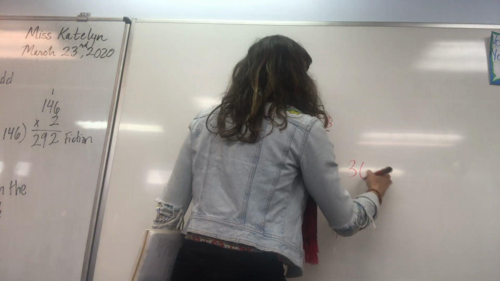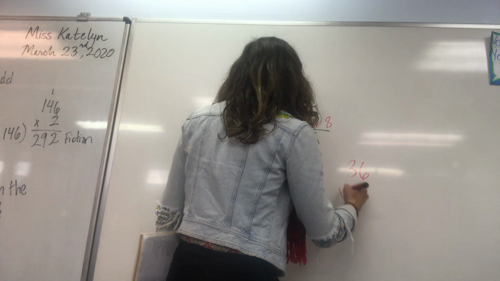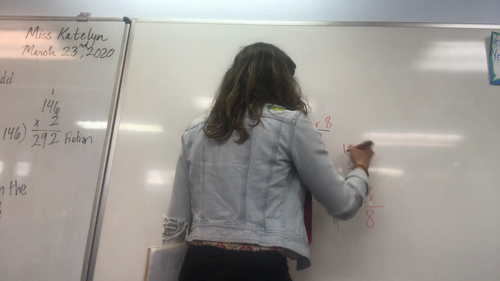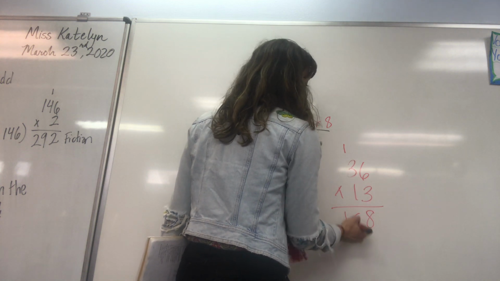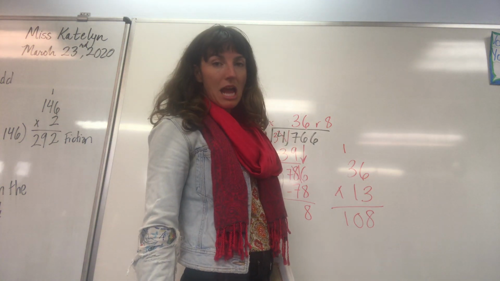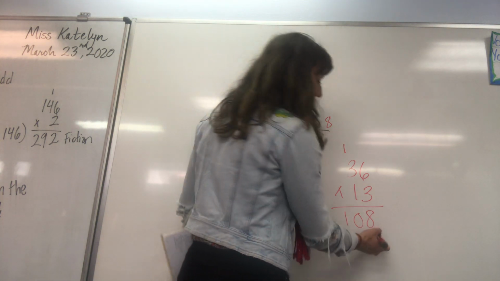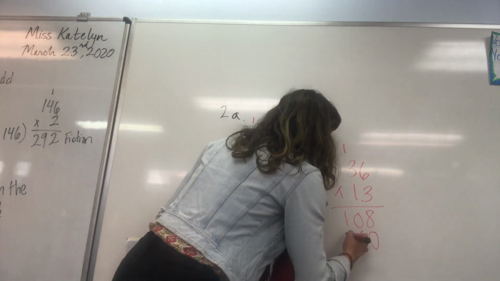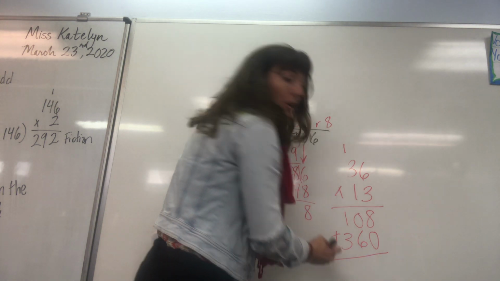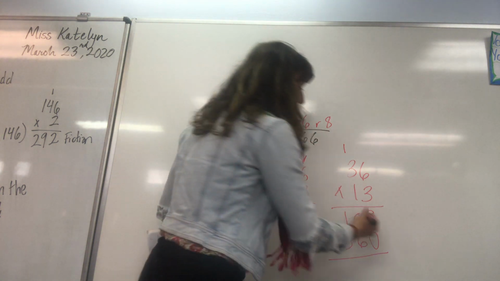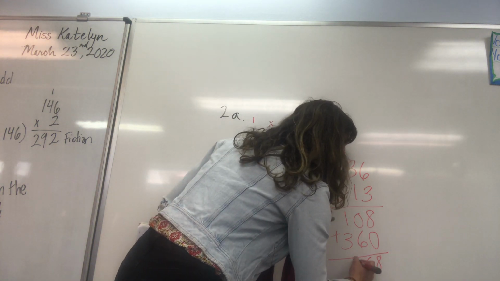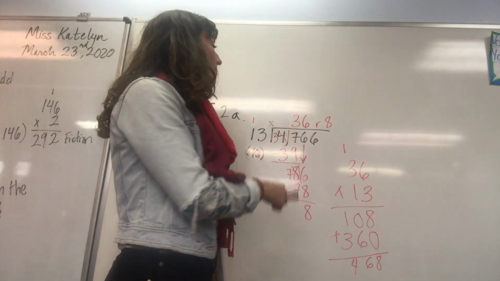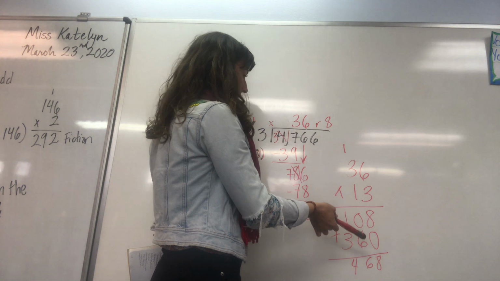Your quotient times your divisor. 3 times 6 is 18. 3 times 3 is 9 plus 1 is 10. Placeholder 0. 1 times 6 is 6. 1 times 3 is 3. Add your partial products together to get your final product. 8, 6, 4. Please remember to add your remainder.